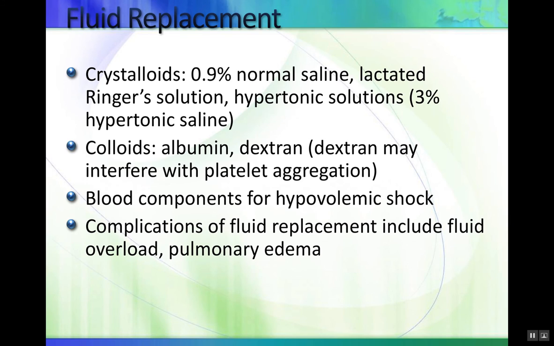Fluid replacement, again, I talked about normal saline or lactated Ringer's. Sometimes you'll see the hypertonic, but again, most often you're going to see the normal saline. You just have to be careful with the hypertonic about the elevated sodium levels. Colloids, a lot of times you'll see albumin. We talked about that. Dextran, the only thing with that, you don't see it as much because of the platelet aggregation. Blood components for hypovolemic shock.